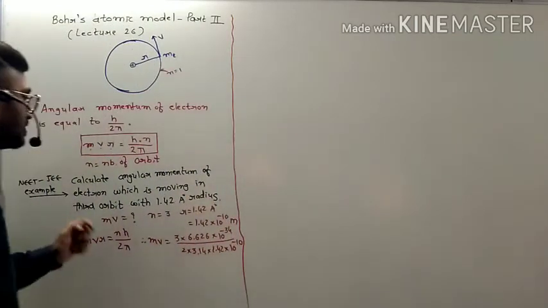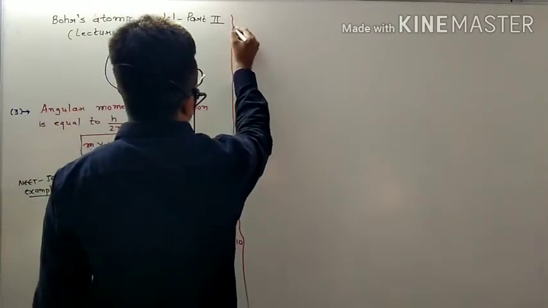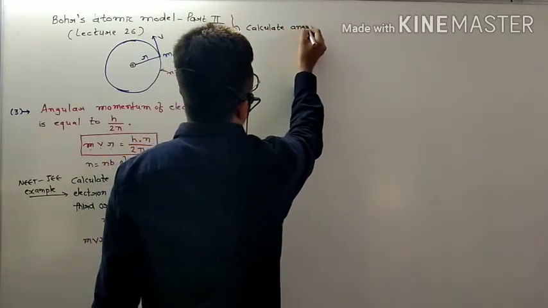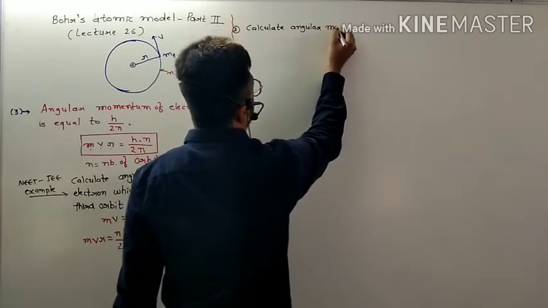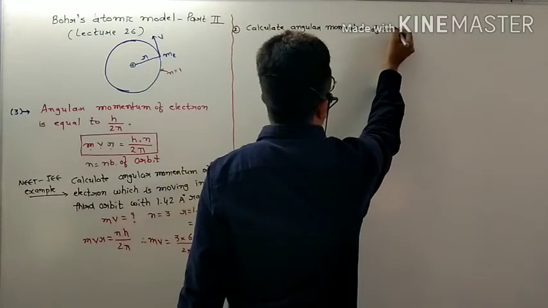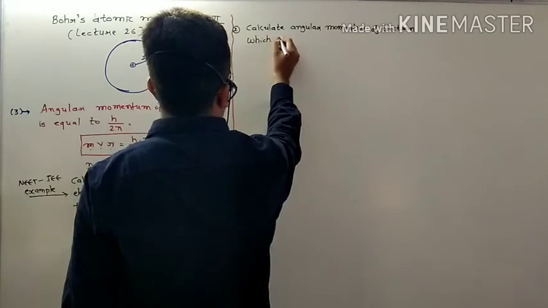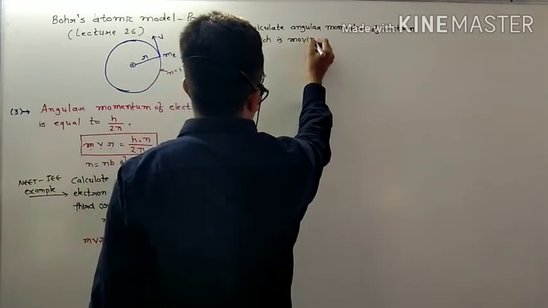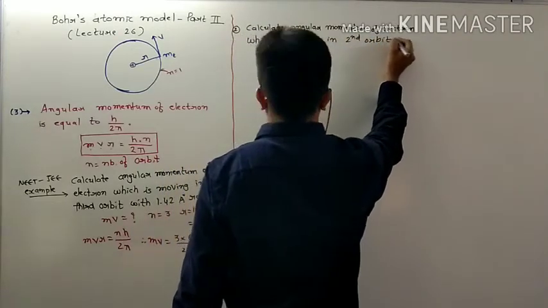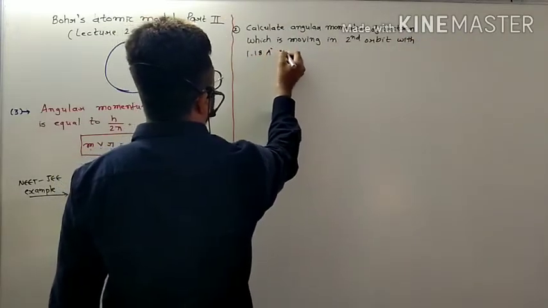Is it clear to you all? So calculate angular momentum. Again, I will give you an extra example of this method. Just see. Calculate angular momentum of electron which is moving in second orbit with 1.18 angstrom radius.